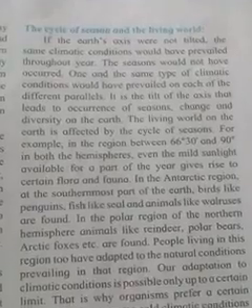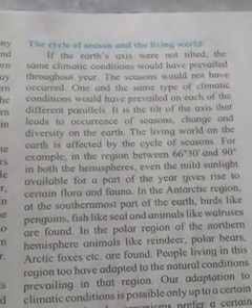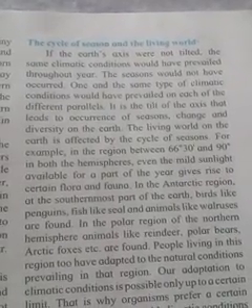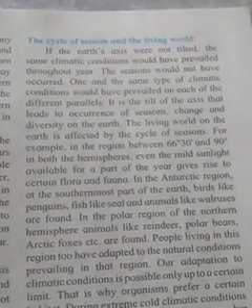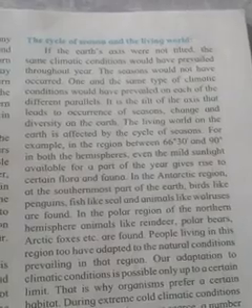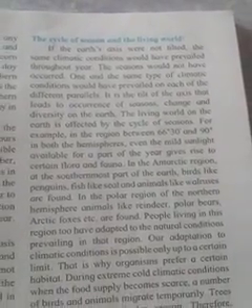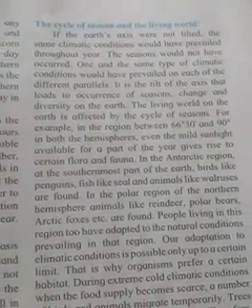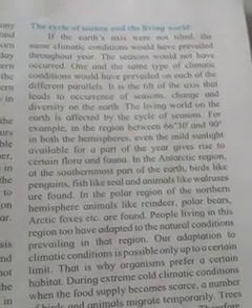The cycle of seasons and the living world. If the earth's axis were not tilted, the same climatic condition would have prevailed throughout the year. The seasons would not have occurred. One and the same type of climatic condition would have prevailed on the earth on the different parallels. That means if the earth's axis were not tilted, tilt means to move, that is, if the axis does not move.